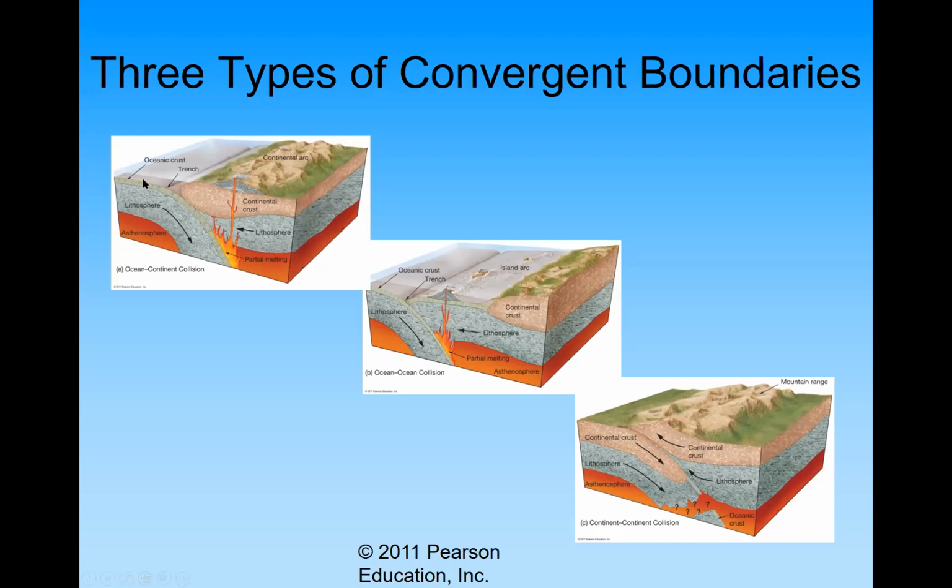So this is a subduction zone. Subduction zones are prevalent, particularly in the Pacific Ocean. The Ring of Fire, an area of high seismic activity around the far western edge of the Pacific Ocean, is caused by a series of subduction zones where the Pacific plate is subducting under the Asian plate. Okay? So that's the ocean to continent type of convergent boundary.